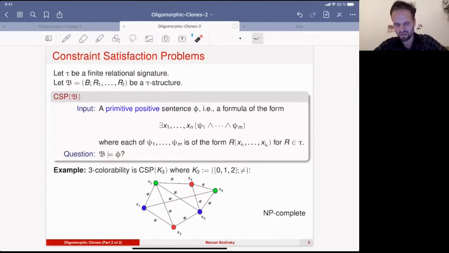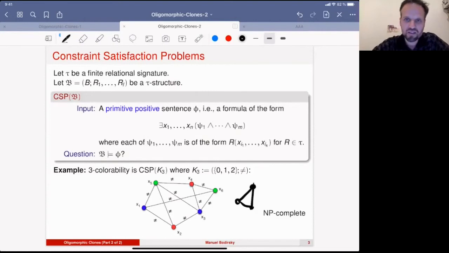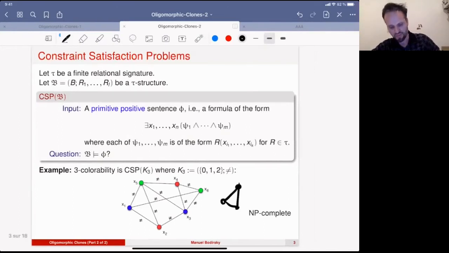So a primitive positive sentence, you can imagine it as a finite set of constraints, and we would like to satisfy the constraints. And an example that plays an important role also in this talk is the constraint satisfaction problem for K3, for the clique with 3 vertices. It's a finite structure, but it will be important also to study the complexity of infinite domain CSPs. This one is an NP-complete CSP.